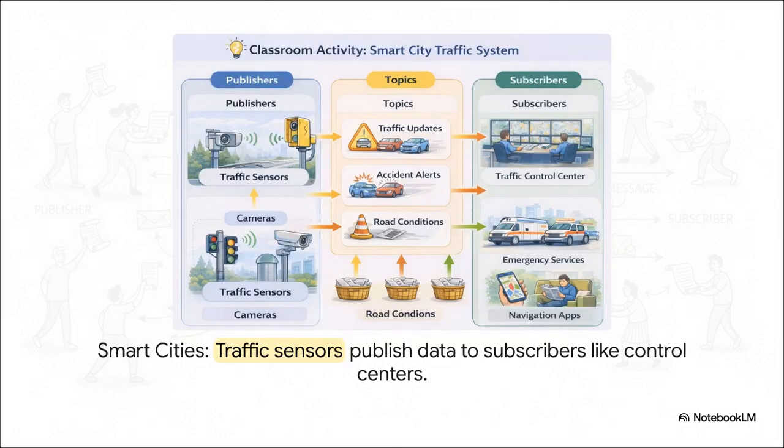This one is a fantastic example of a whole ecosystem. In a smart city, you've got all these sensors and cameras acting as publishers. They're constantly sending data to topics like traffic update or accident alert. And who's subscribing to that info? The main traffic control center, emergency services, and even your own GPS app, which quietly reroutes you because it heard about a jam. It's a whole bunch of publishers and subscribers, all coordinated without even talking to each other.